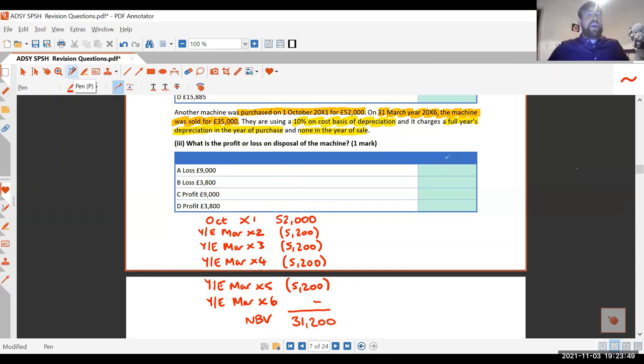Who knows what we do from here? Can anybody help me out? We know what value we had it included for in our accounts. We've got that net book value now. We know how much it was worth at that point of sale. How do we get to our answer here, which is to arrive at that profit or loss on disposal?